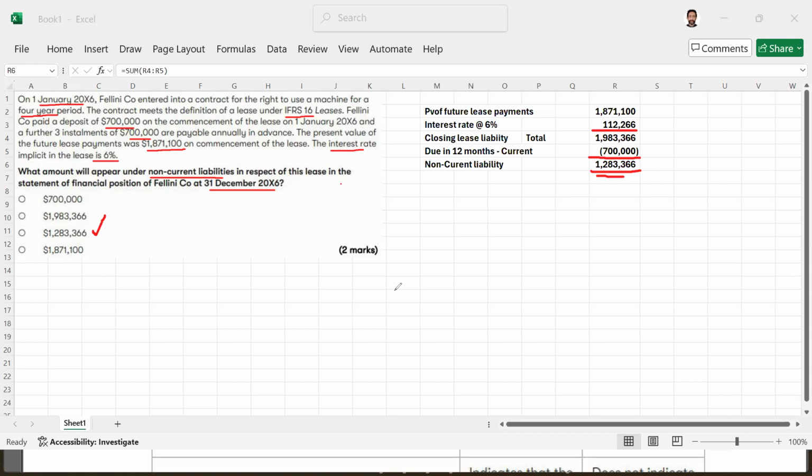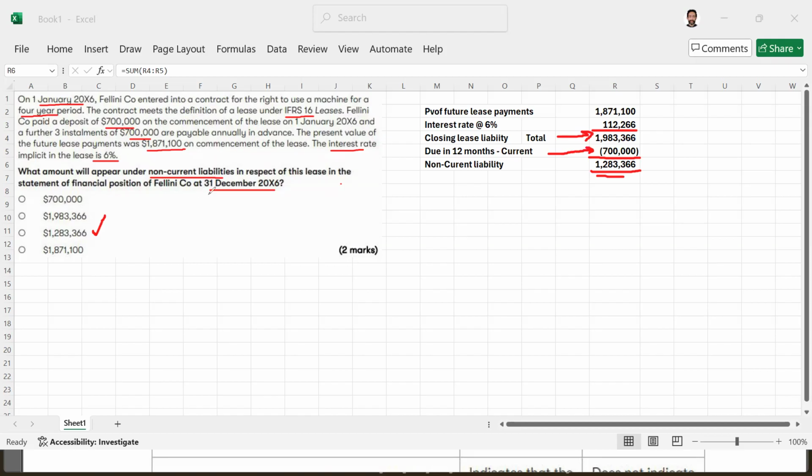You see, the thing is that we are done after the first year, and at the end of this year, we come to know the total amount that we owe. The total liability that we owe is 1,983,366. This is the total that we have to pay for this lease. They tell us that we have to make a lease payment of 700,000 this year. So if this is total due, and this is what is going to be paid this year, what is going to be the non-current liability?